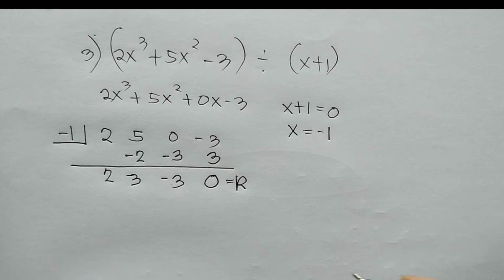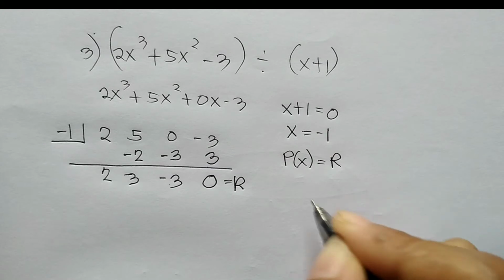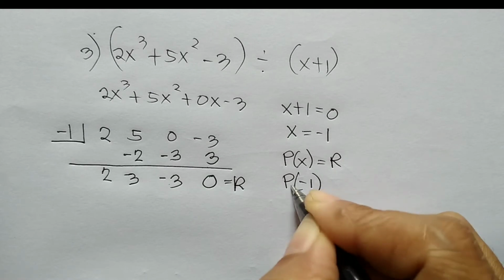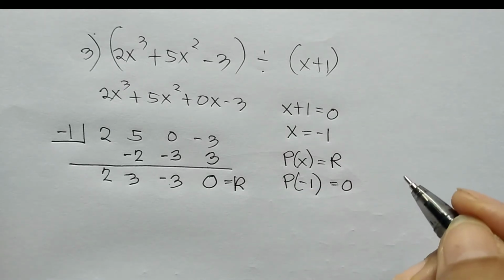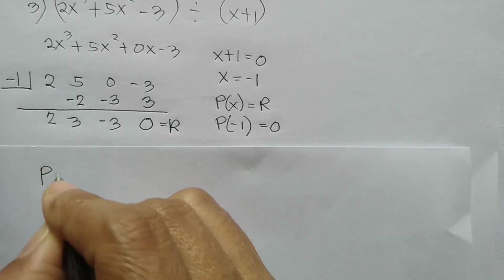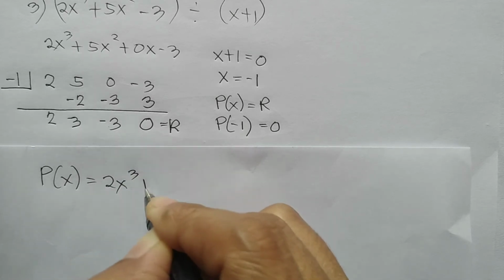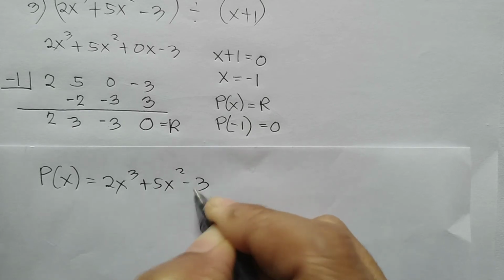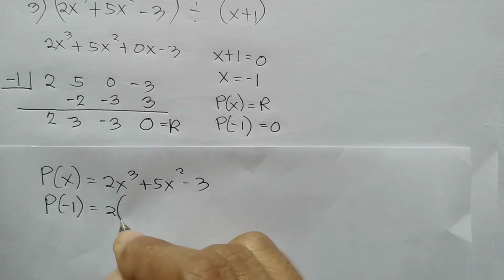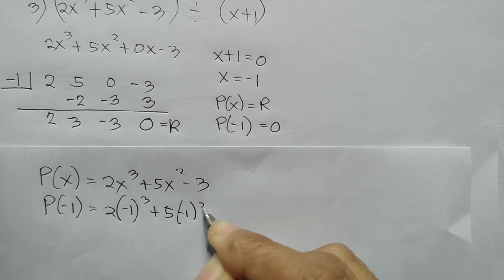Let us check if it holds true for P of x is equal to the remainder. Here, our x is equal to negative 1. So, P of negative 1 is equal to 0. If that is true, let us see. So, P of x is equal to 2x cubed plus 5x squared minus 3. And P of negative 1 is equal to 2 times negative 1 cubed plus 5 times negative 1 squared minus 3.